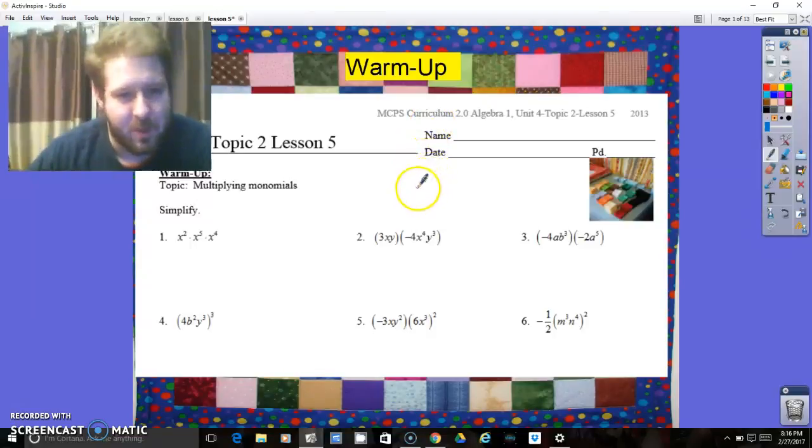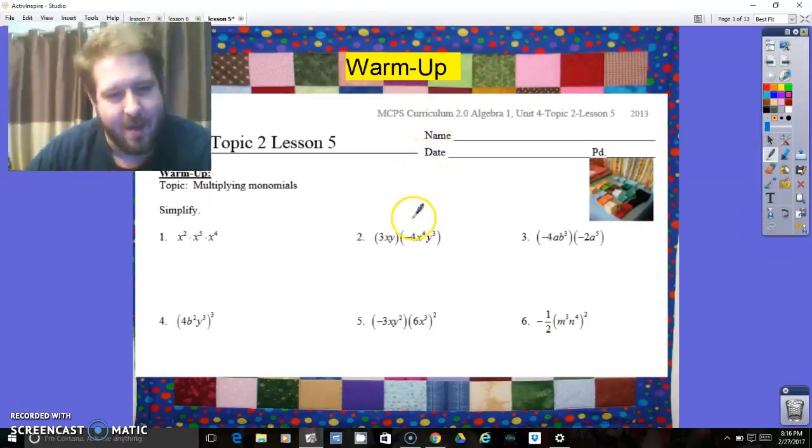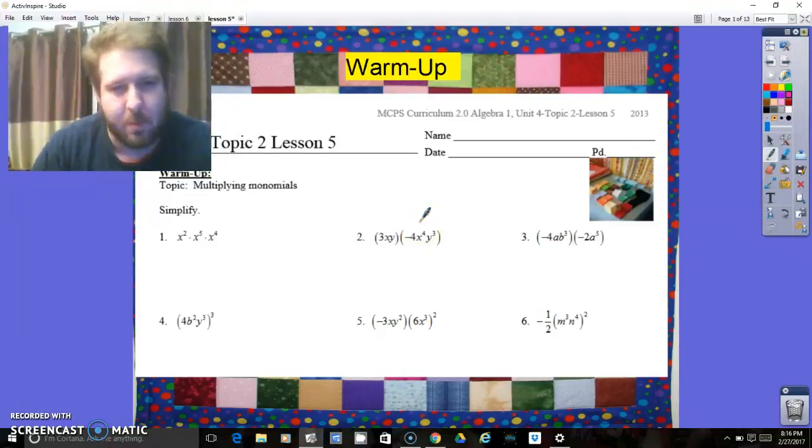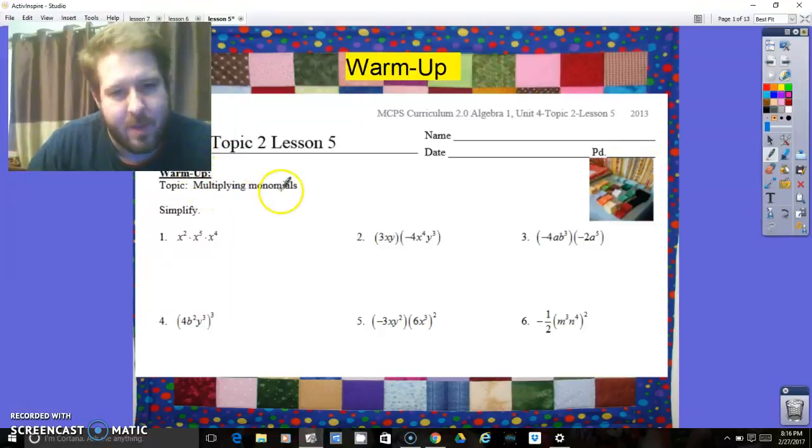All right, welcome back to Mr. P Helps with Algebra. This is Unit 4, Topic 2, Lesson number 5. We're going to be multiplying binomials in this lesson. We're going to be doing it with something called area diagrams.